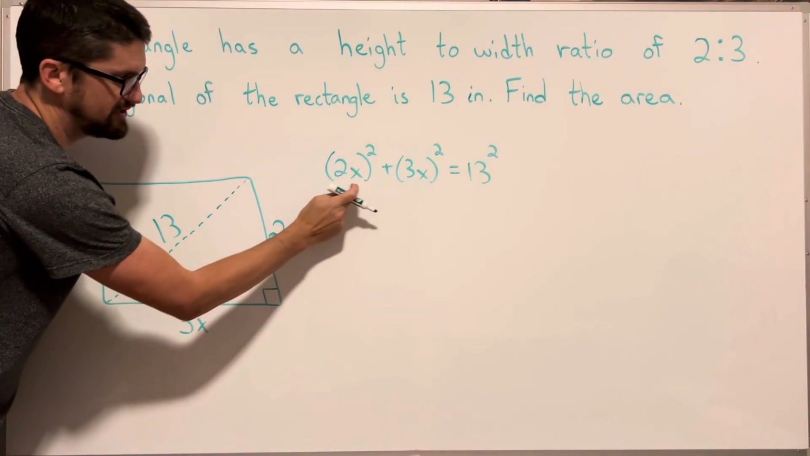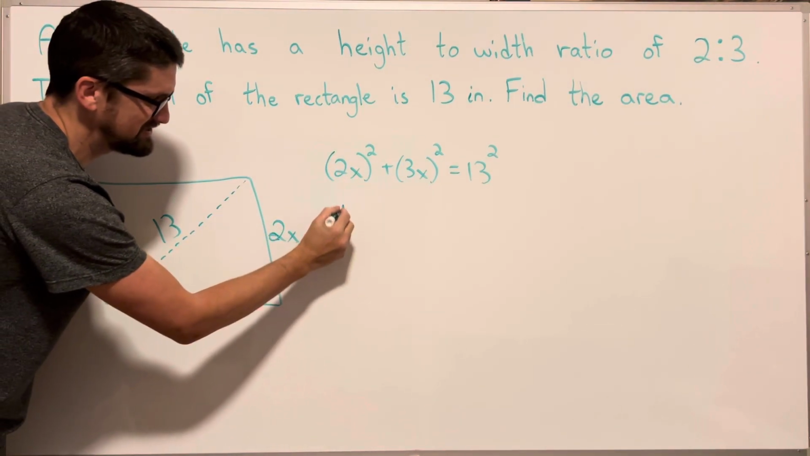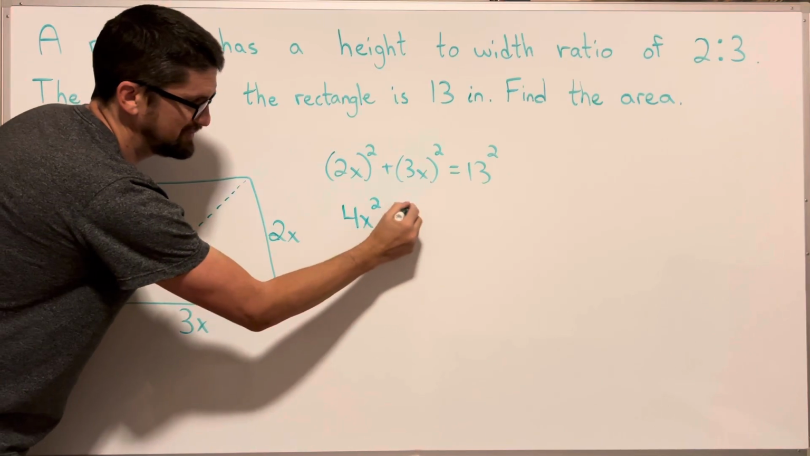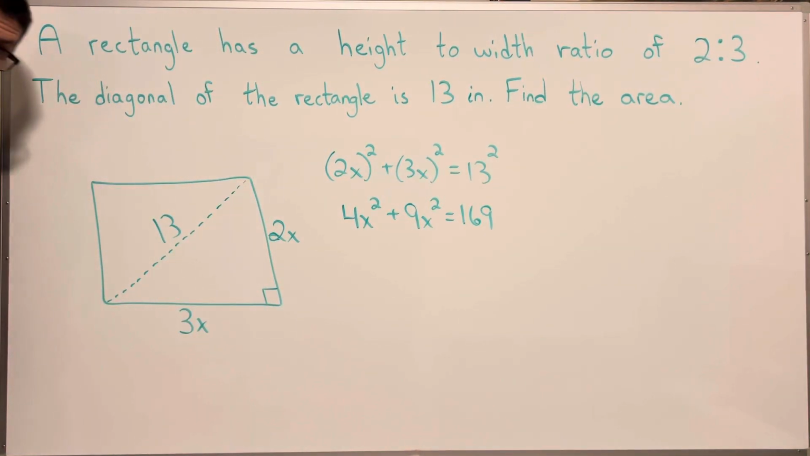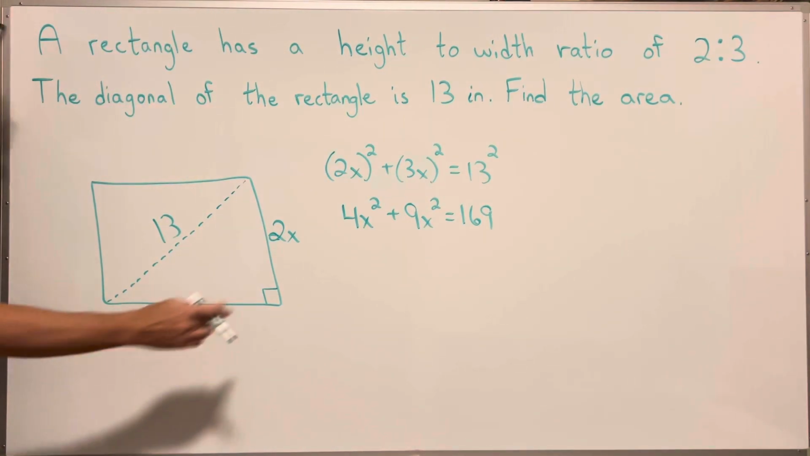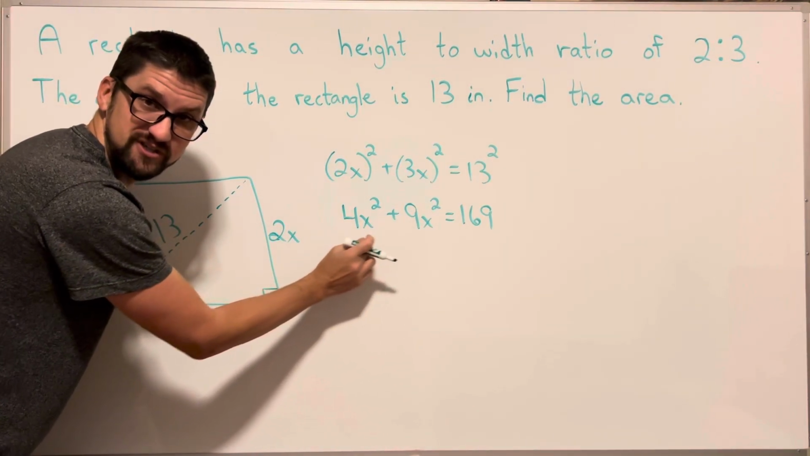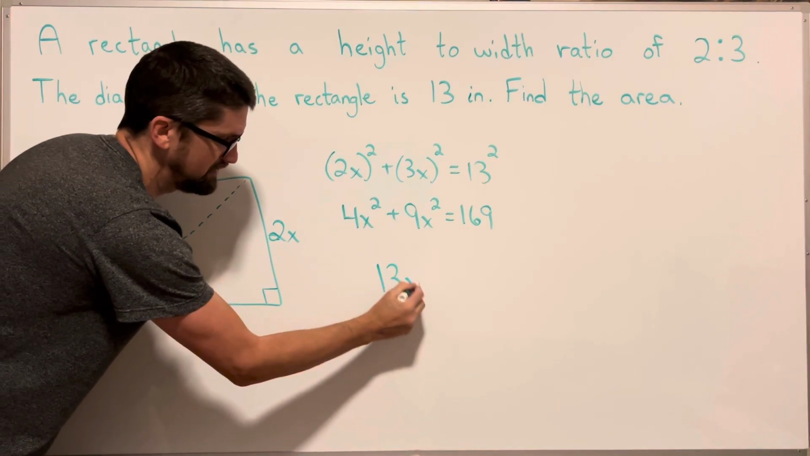You're going to square both of these. You've got to square both the 2 and the x. That's 4x squared. This will be 9x squared. And 13 squared is 169. These are like terms. You can add the coefficients. 4 and 9 make 13.